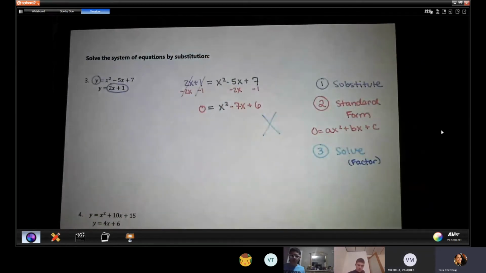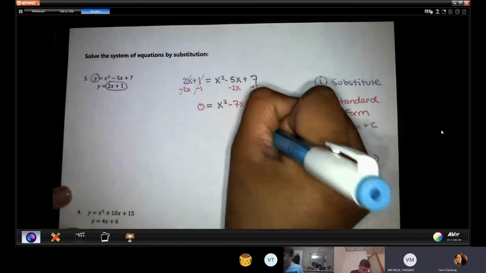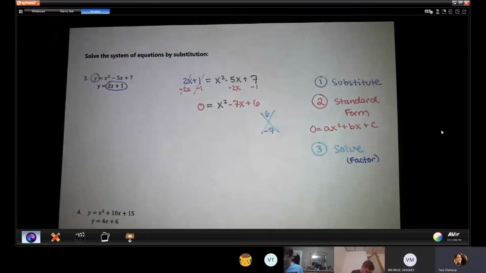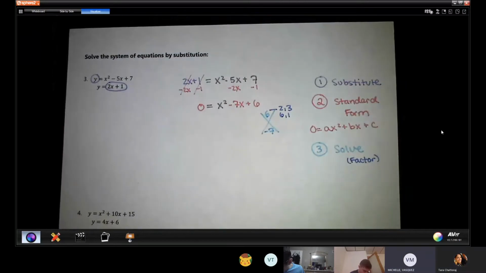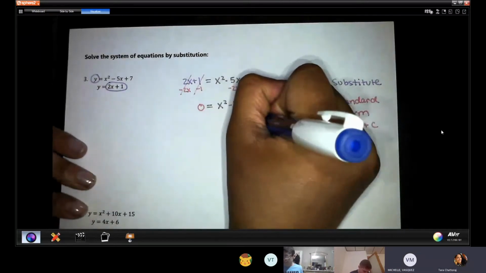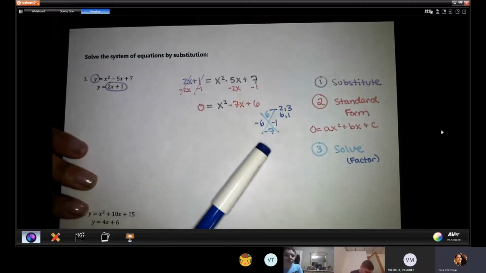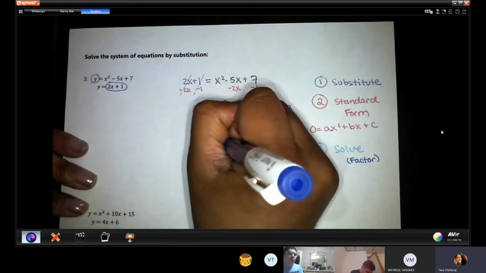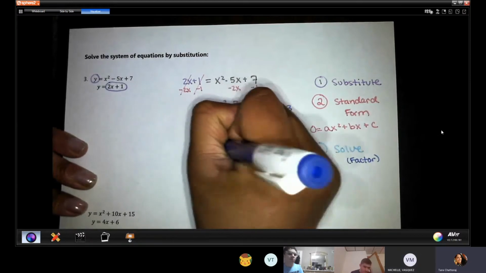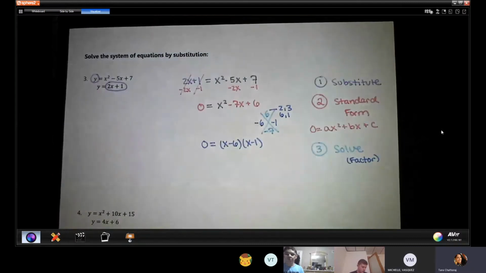And what goes on the top? It's negative 7. Good. What multiplies to 6? 2 and 3, 6 and 1. Good. That would be negative 6 and negative 1. Exactly. Because a negative times a negative is going to give us that positive 6. But they're going to add to that negative 7. So then we could replug this in, right? And we'd say 0 equals x minus 6 and x minus 1. Make sense?